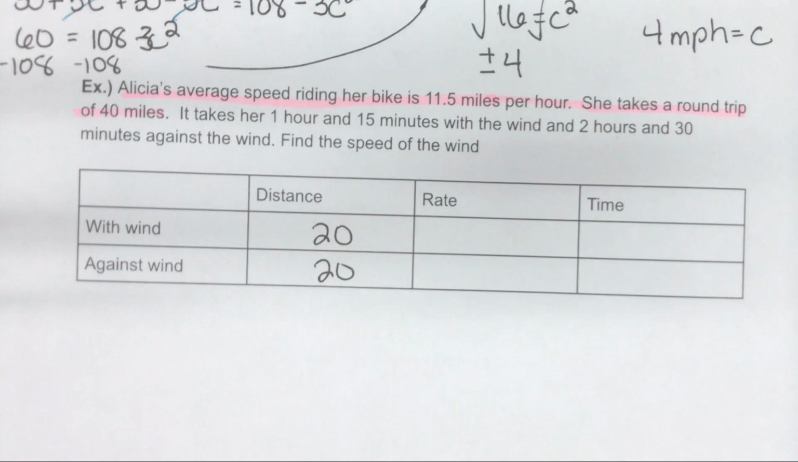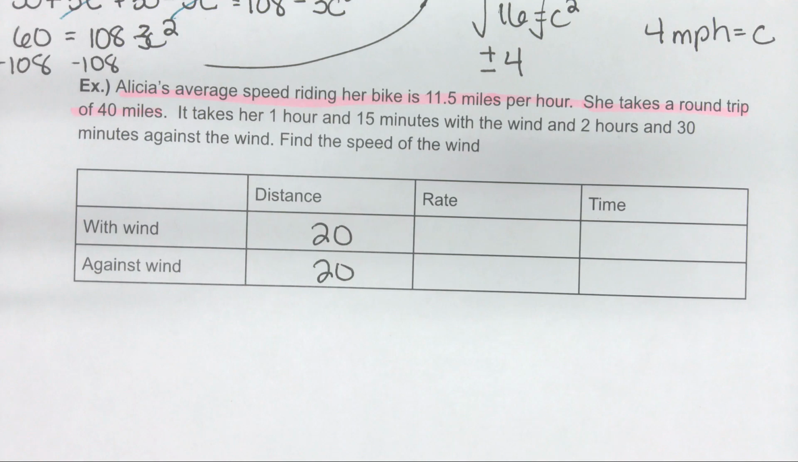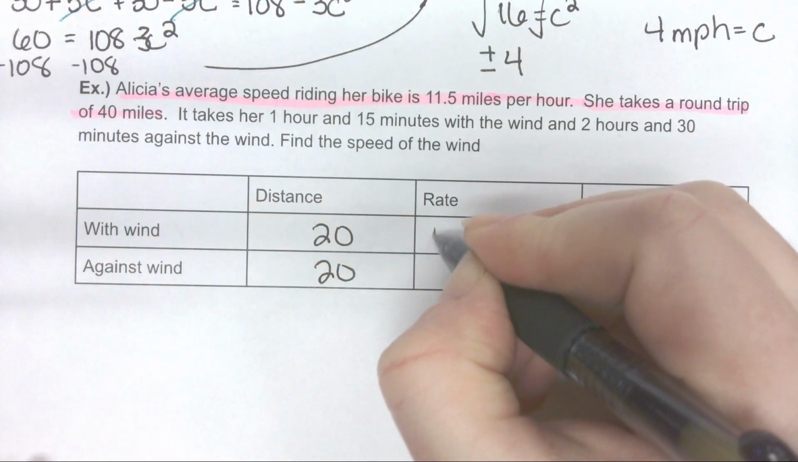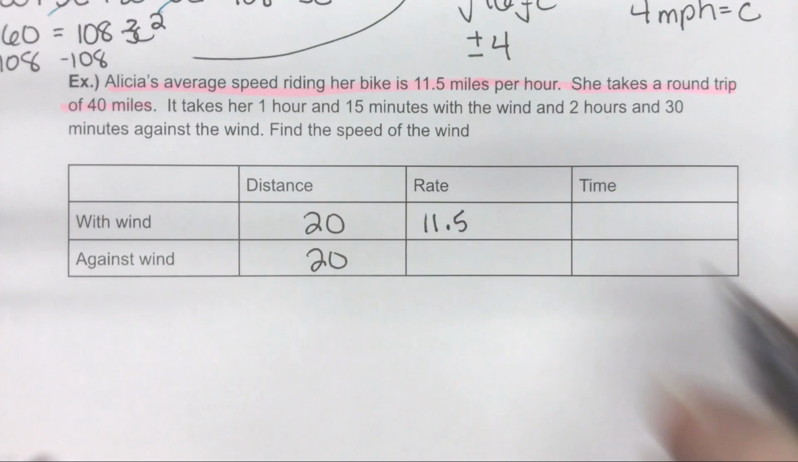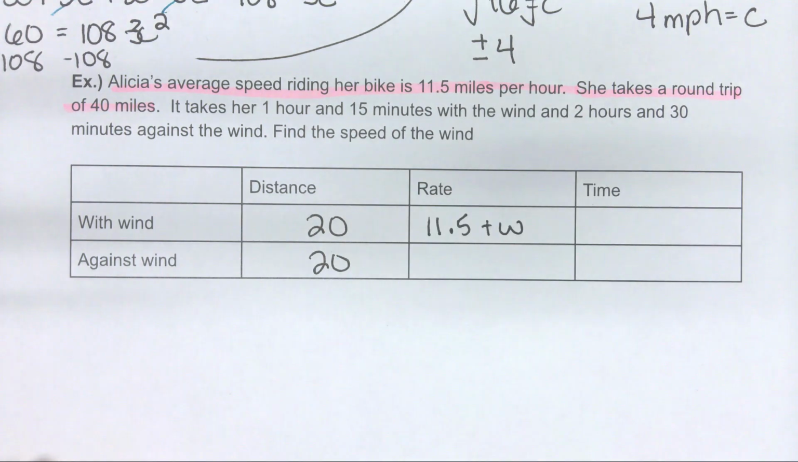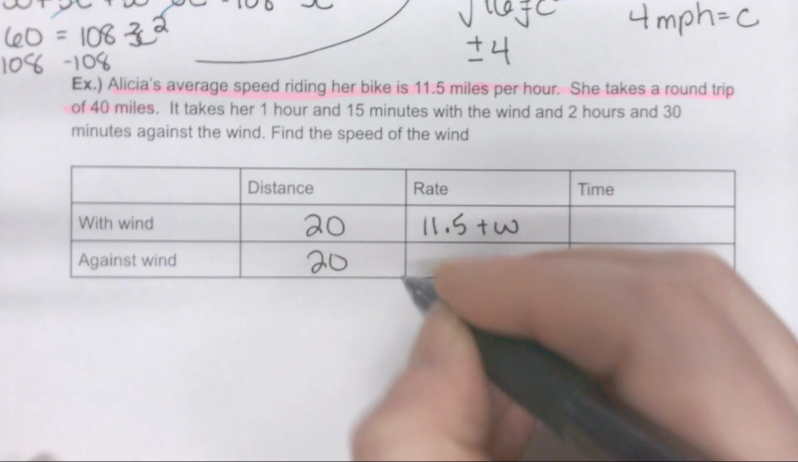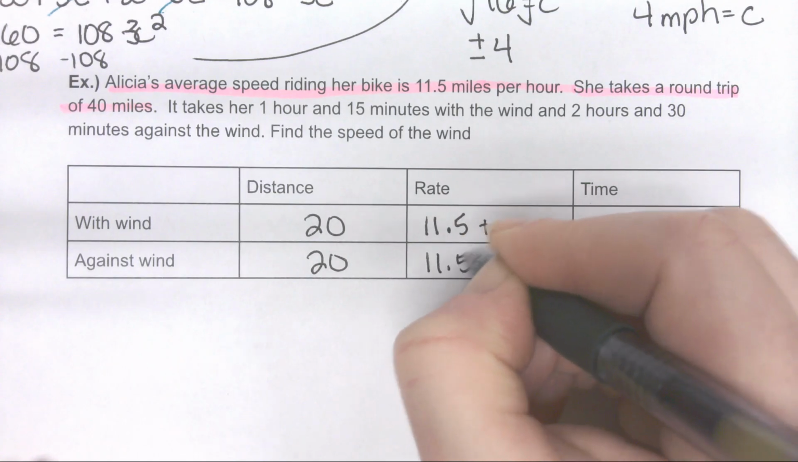If I'm going with the wind on a bike, am I going faster or slower than if I'm going against the wind? Faster. So, do I know the rate without the wind? Do I know the bike rate without the wind? 11.5 miles per hour. So with the wind, I'm going to write the rate would be 11.5. What do you want to call the wind? W? Yeah. Plus W? And this is 11.5 minus W.